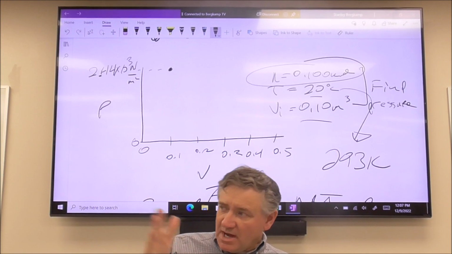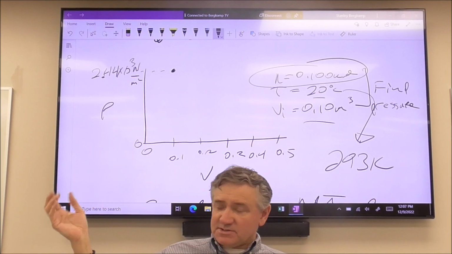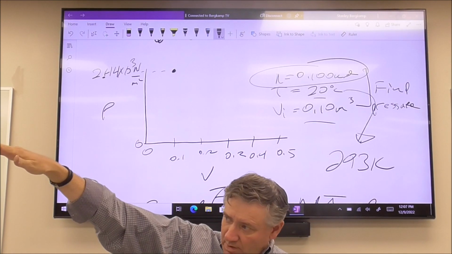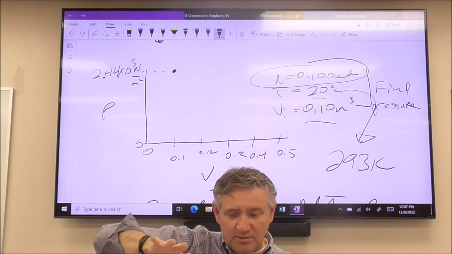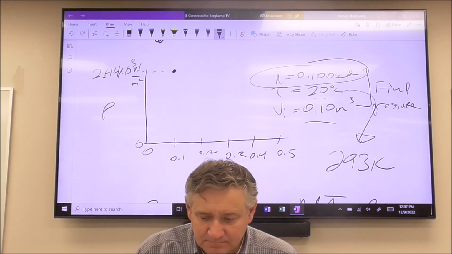So on this graph, you can show some different things. You can show expansions where the volume gets bigger. You can show contractions where the volume gets smaller. You can see where the pressure is going to change. You can see where the volume is going to change. Now, let's just start with some basic ideas.